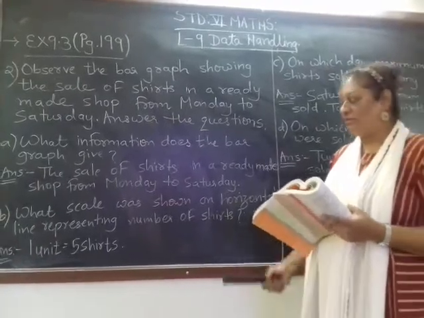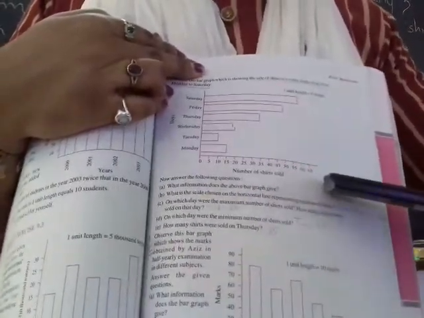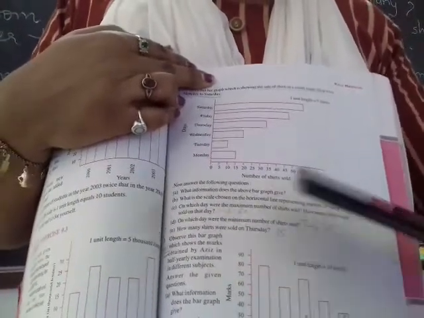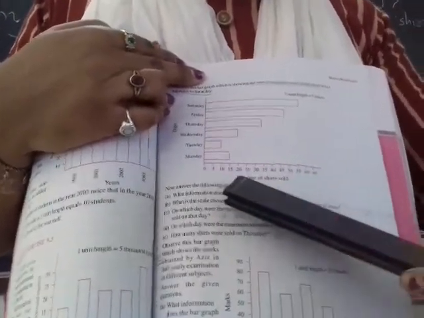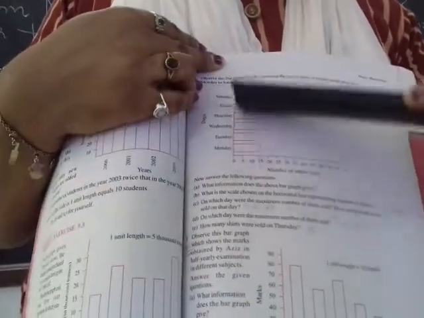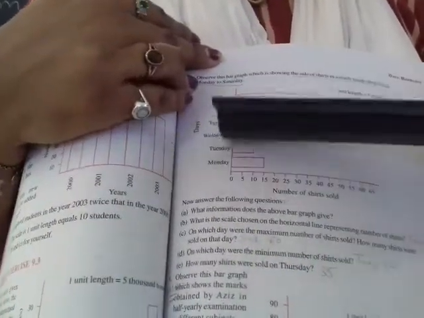And you have to answer the following questions. You can see here they had given the graph of question number 2. Now this is the horizontal or sleeping line on which you can see they had given the numbers. That also is possible, and below these numbers they had given a heading, number of shirts sold. On this vertical or standing line they had given the days, that is Monday, Tuesday, Wednesday, Thursday, Friday, Saturday.